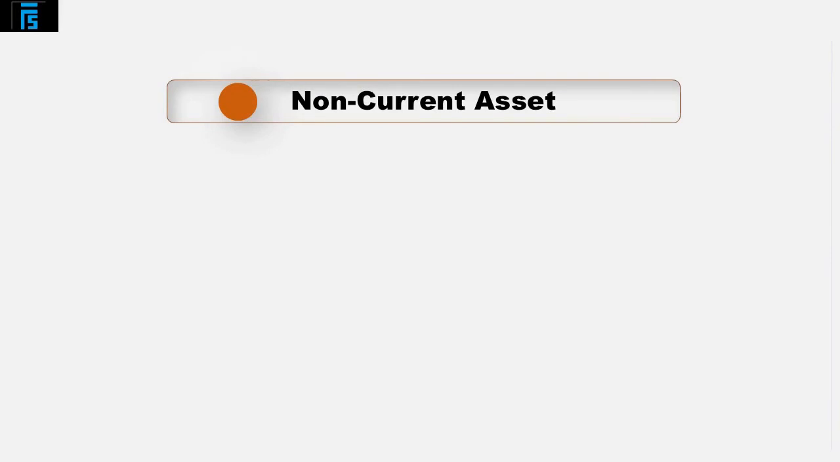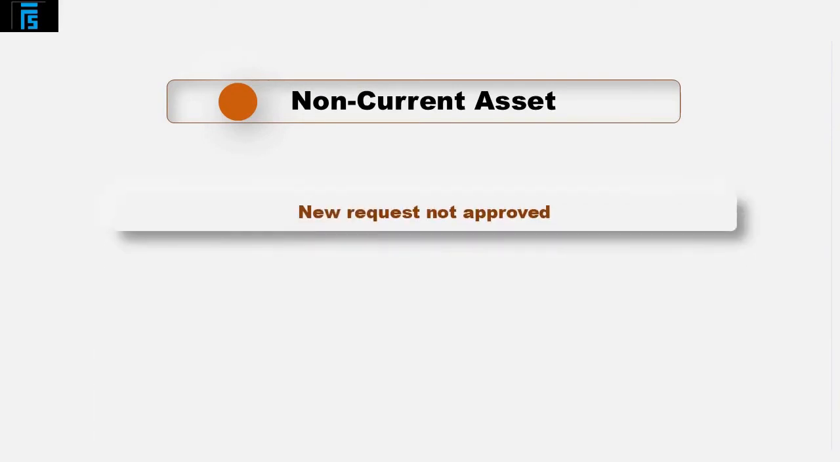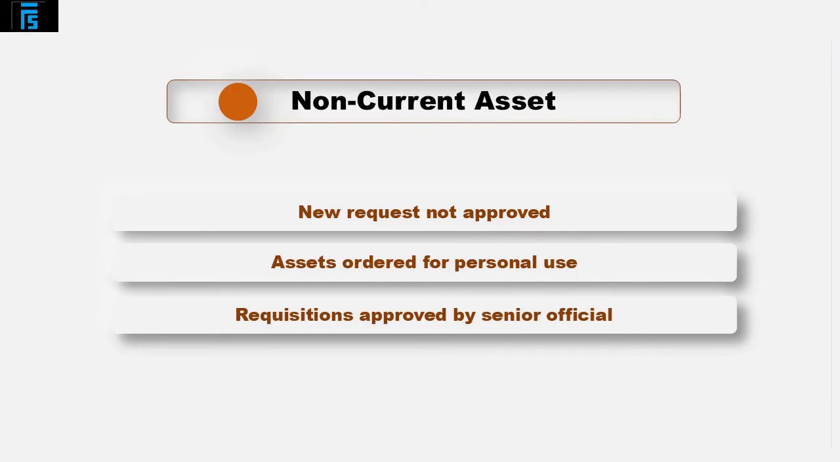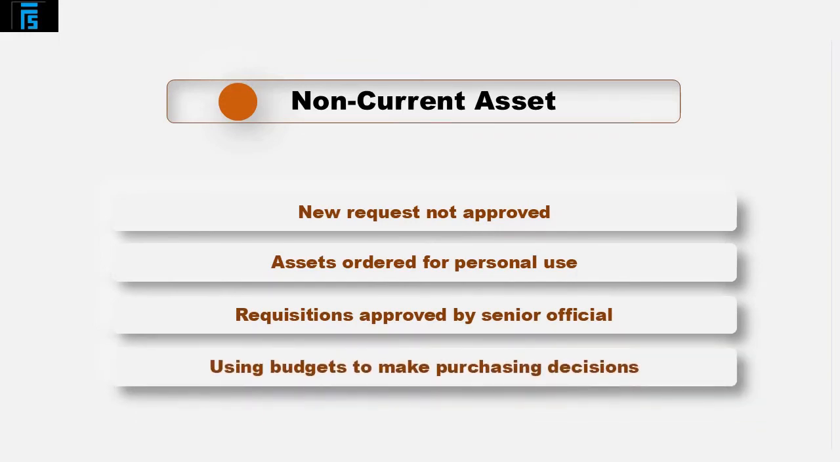In a non-current asset system, a control deficiency could be that the request for a new asset is not approved. If not approved, assets could be ordered for personal use, therefore the risk of fraud is higher. All asset requisitions should be approved by a senior official. Decisions on purchasing of assets should be made with reference to budgets also.